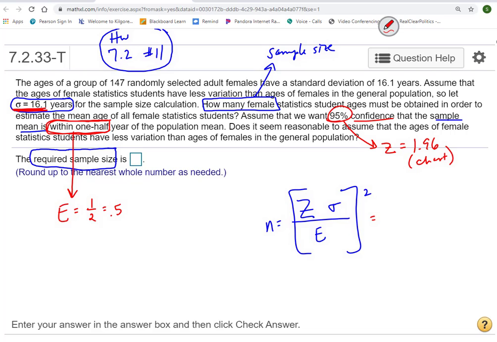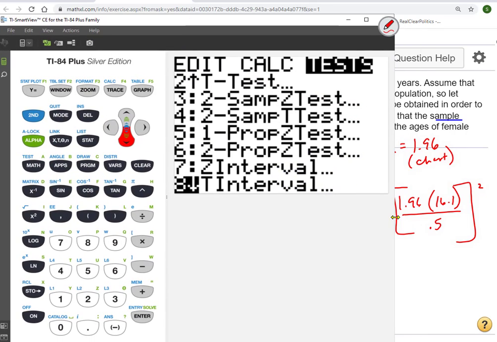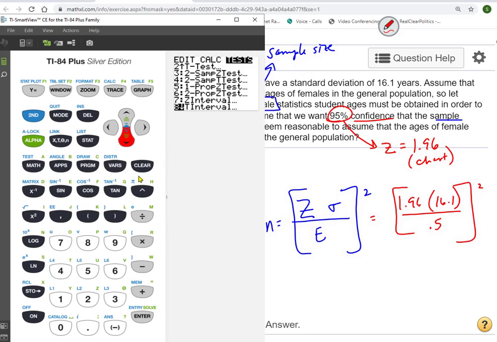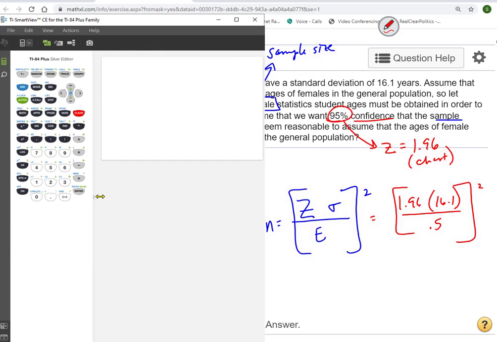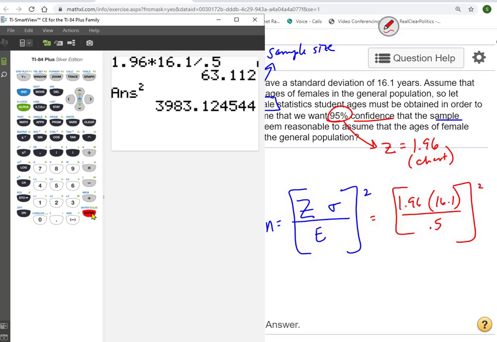And so now we're just going to come back over. 1.96 is the Z-score times 16.1 is the sigma divided by 0.5, and then square all of that. I told you in class that for some reason I like to do it in 2 steps. So if we come back to your calculator, I like to just type everything in first. So 1.96 times 16.1 divided by 0.5. And then I like to hit the square button, x squared, and enter.